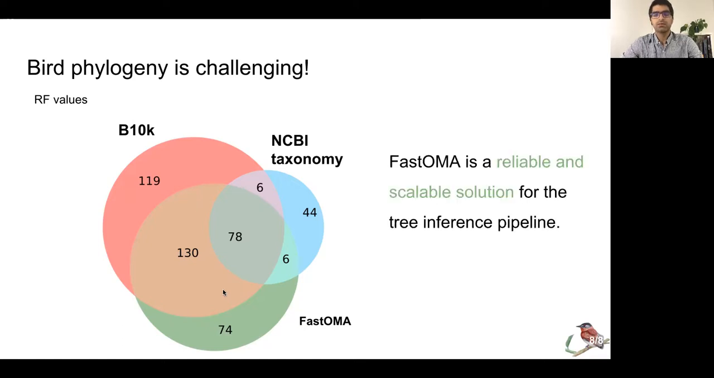In conclusion, FastOMA is a reliable and scalable solution for the tree inference pipeline.